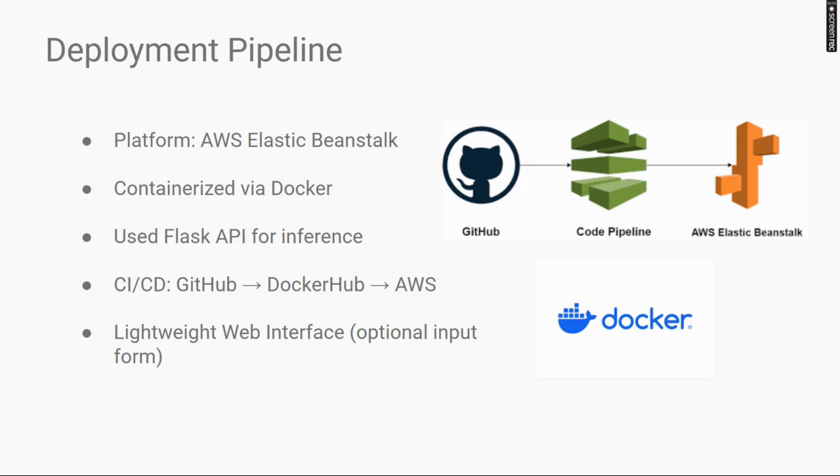Now, as we walk through, we have also used a deployment pipeline. The deployment pipeline is made using AWS Elastic Beanstalk containerized via Docker, and a Flask API handles inference. I built a CD pipeline with GitHub for AWS Beanstalk for smooth updates, which can be seen in the code base.